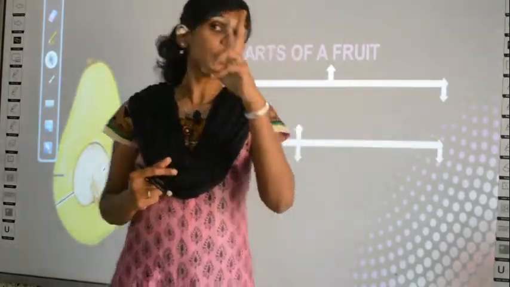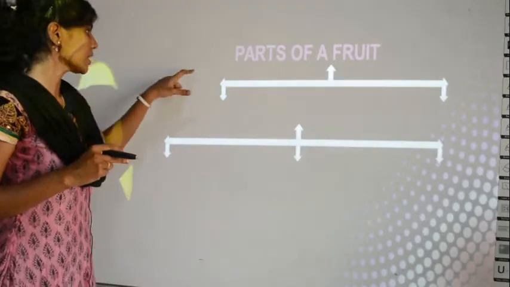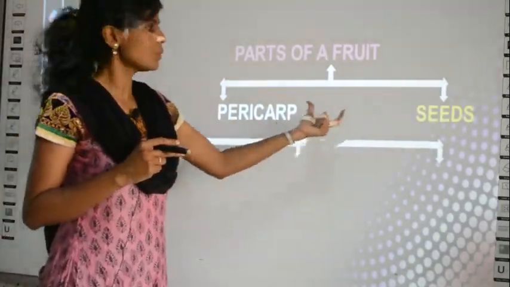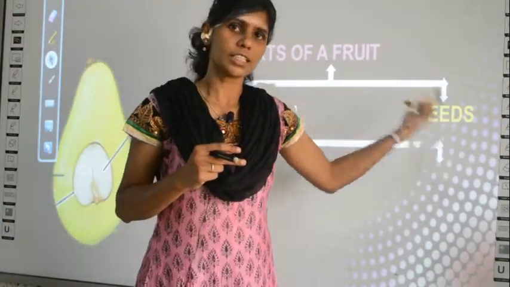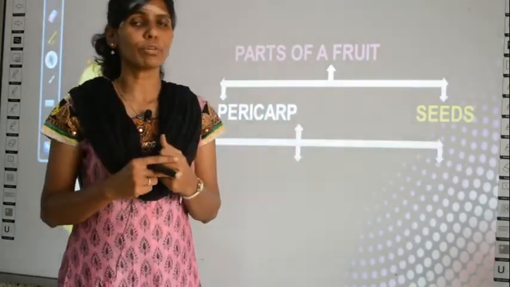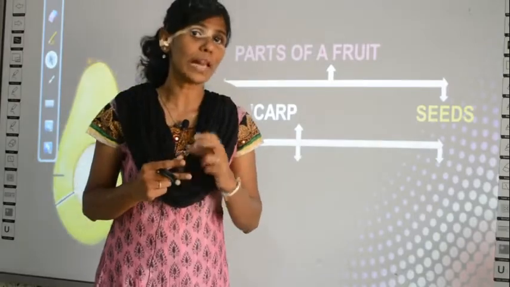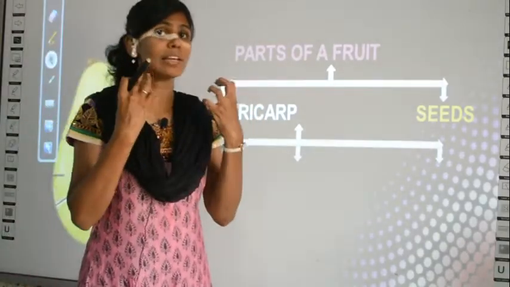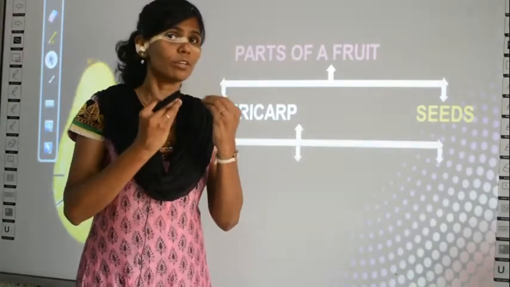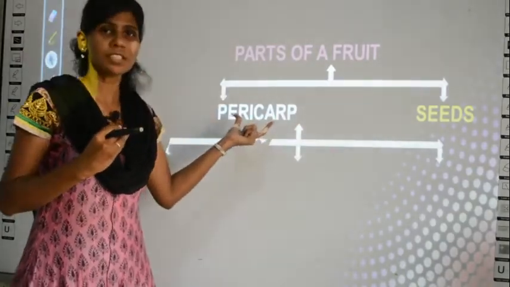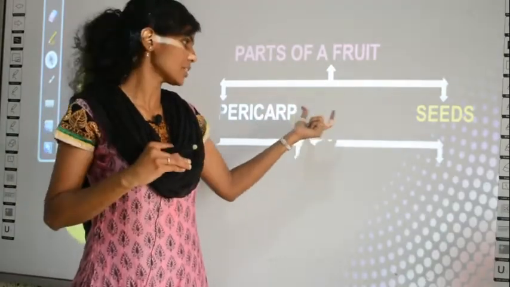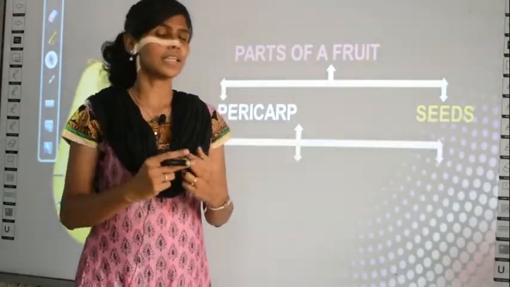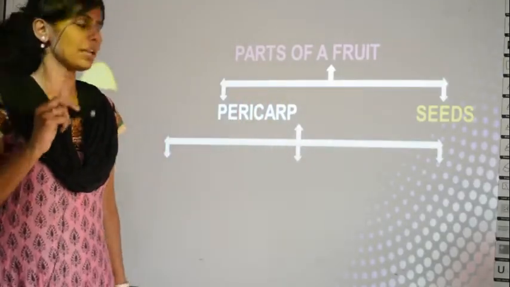So there are two main parts in a fruit. One is called the pericarp and the other one is called the seeds. So what are the two parts of fruits? Any fruit you eat will have two parts. One is called the pericarp. I told you, the juicy, succulent structure, no? That juicy part is the pericarp. The soft part is the pericarp, and inside you have hard structures called seeds. So these are the two main parts.